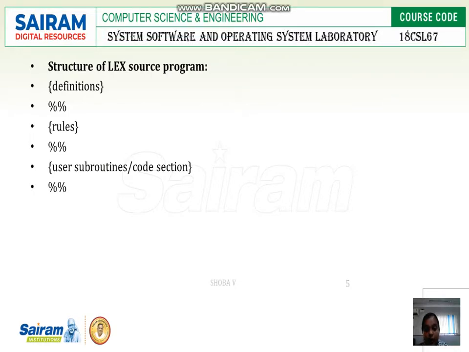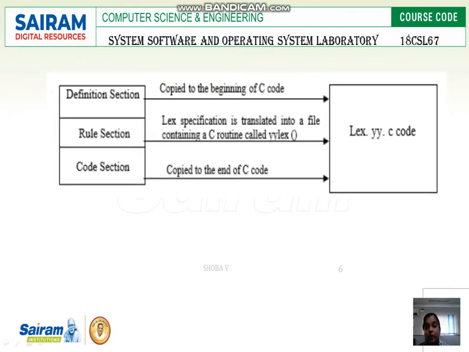And this is the structure of a LEX source program. We have a definition section, a rule section, and then a code section. In the definition section, the code is copied to the beginning of the C code, and the rule section has regular expressions followed by actions. The LEX specification is translated into a file containing a C routine called yylex. So yylex is a function, which we can call the analyzer. It analyzes the input and is automatically generated by LEX. The code section, or subroutine section, is simply copied to the end of the C code.